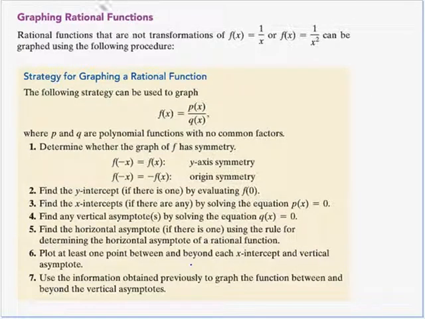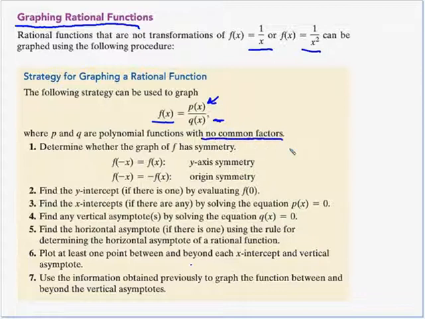Okay, let's talk about some guidelines for graphing rational functions. Rational functions that are not simple transformations of 1 over x or 1 over x squared can be graphed using the following procedure. f of x, of course, is p of x over q of x. P and q are polynomial functions with no common factors to factor out and cancel.